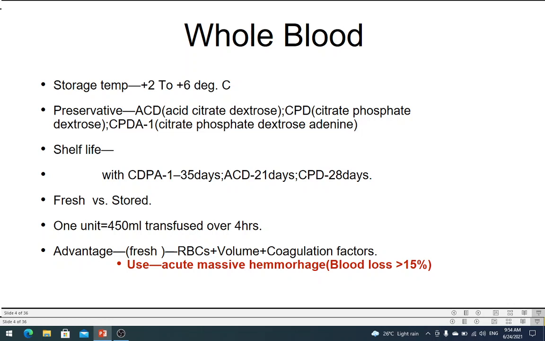Now when we draw blood, we usually draw from a donor, and a unit is usually about 450 ml. When you transfuse, it is transfused over about 4 hours. That is the time usually that is taken.